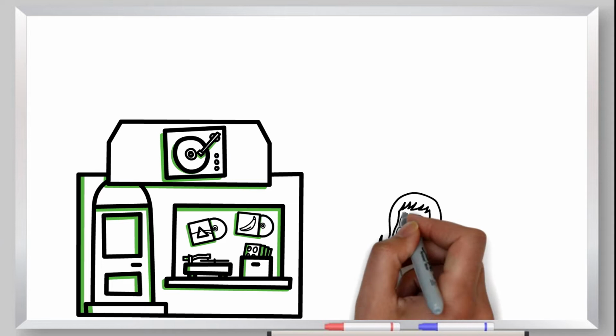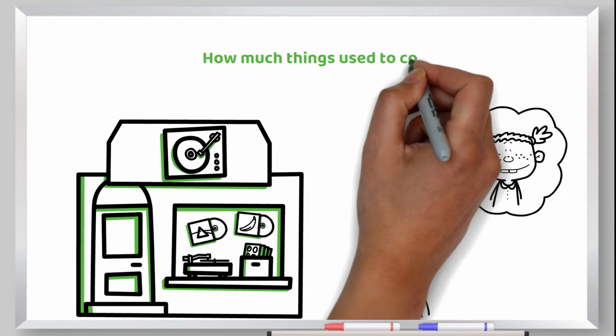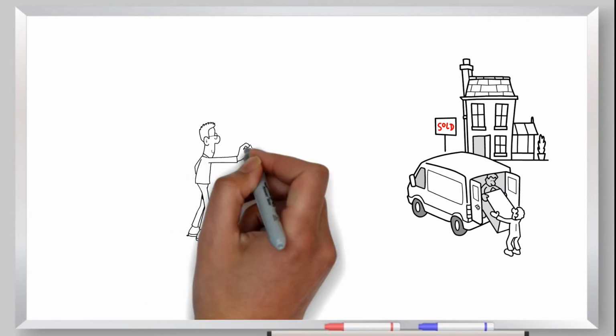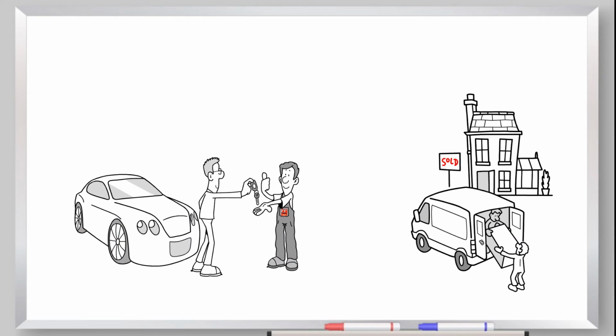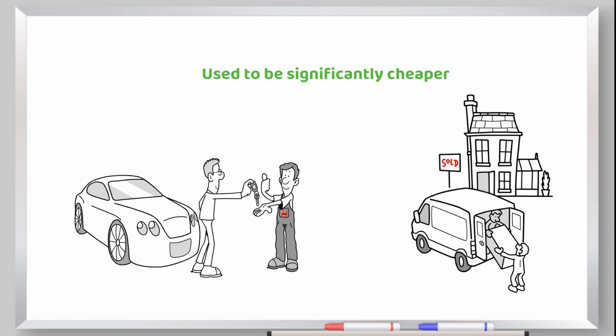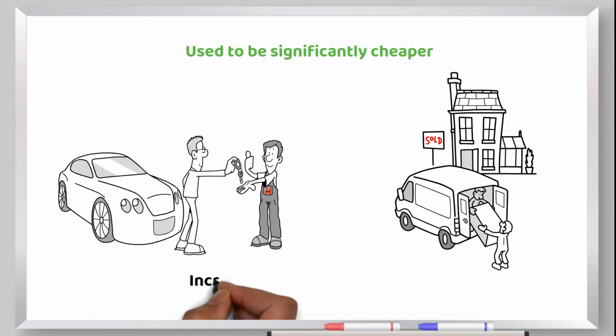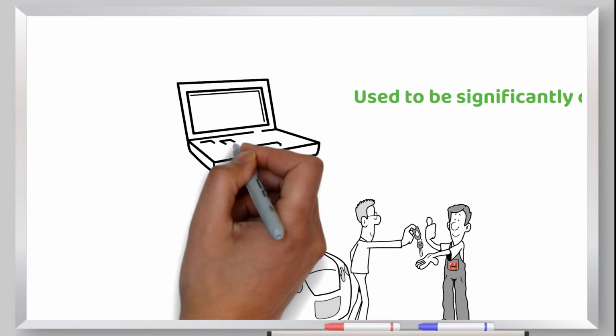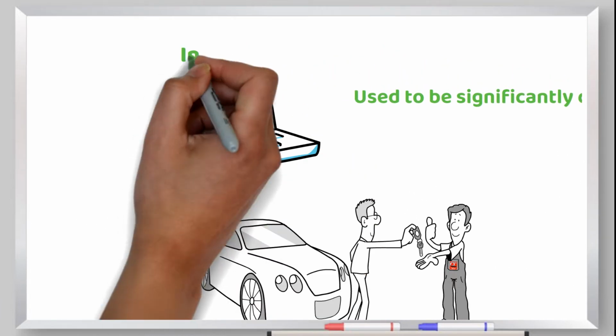Have you ever asked your parents how much things used to cost when they were younger? If so, they informed you that houses, cars, and food used to be significantly cheaper. And this is correct. Most items do tend to get increasingly expensive over time. This is due to a phenomenon known as inflation.